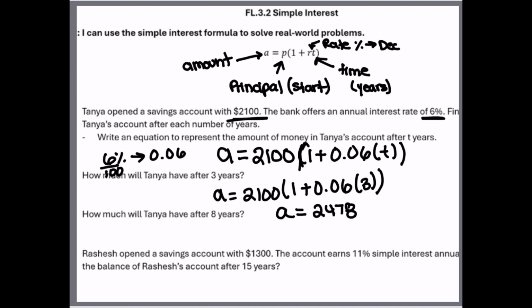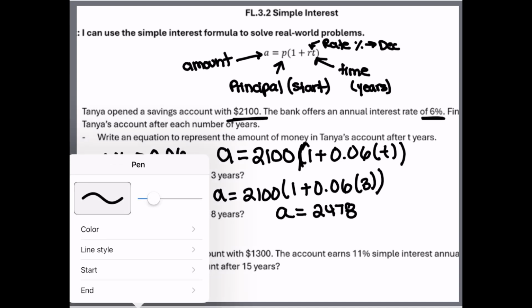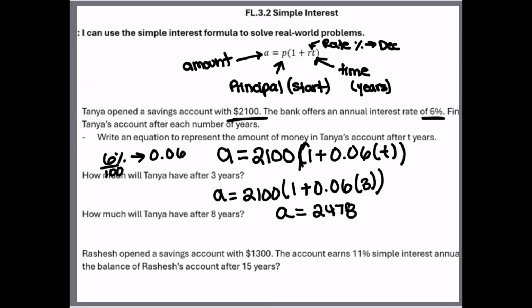So how much interest did she make? Well, Tanya started with 2,100 and she ended with 2,478. So how much money did she make? So in interest, Tanya made $378 over the course of 3 years.